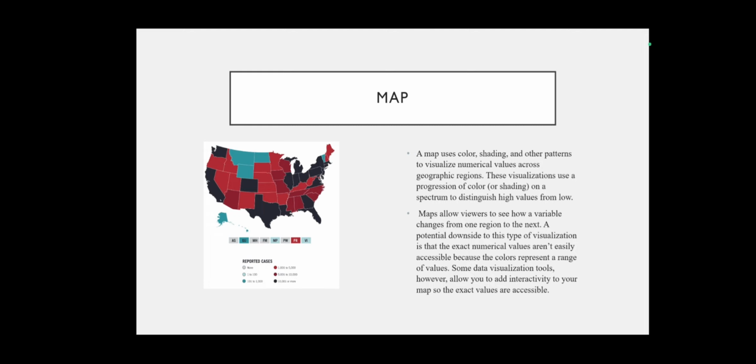And the final one, map. A map uses color, shading, and other patterns to visualize numerical values across geographic regions. This visualization uses a progression of color or shading on a spectrum to distinguish high values from low. Maps allow viewers to see how a variable changes from one region to the next. A potential downside to this type of visualization is that exact numerical values aren't easily accessible because the colors represent a range of values. Some data visualization tools, however, allow you to add interactivity to your map so that exact values are accessible.